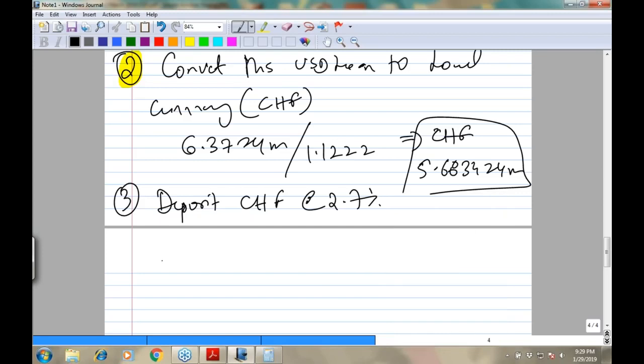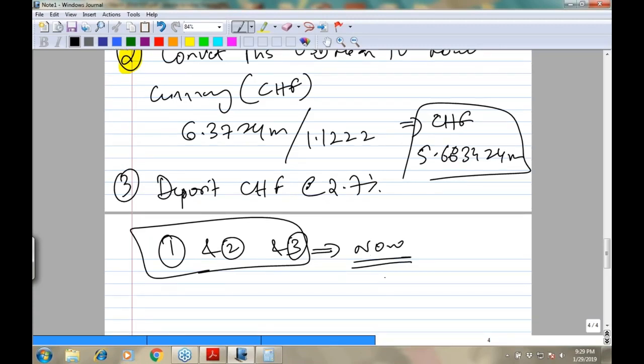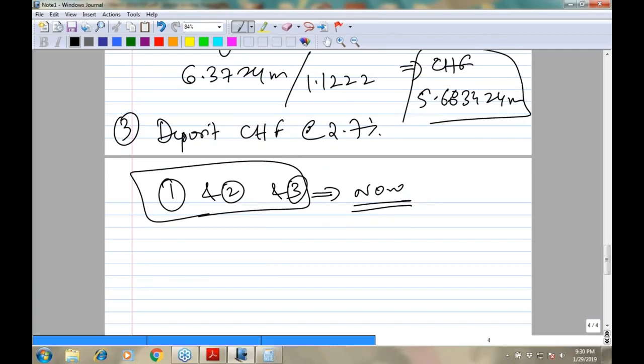Now all these actions, which is step number 1, step number 2, and step number 3, all of these actions take place now. So this is what we are doing. All of this is going to happen now.